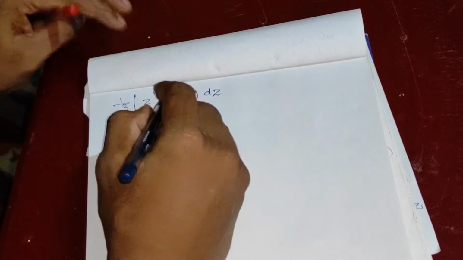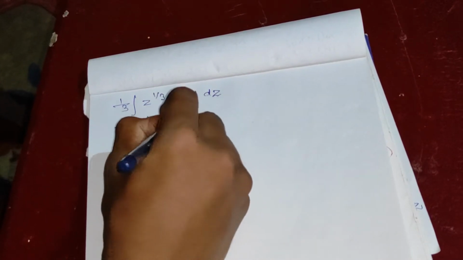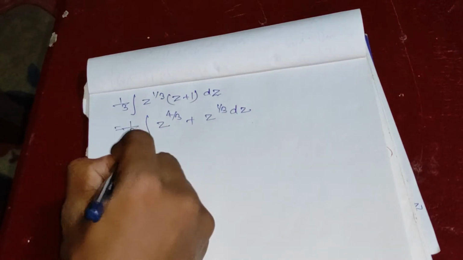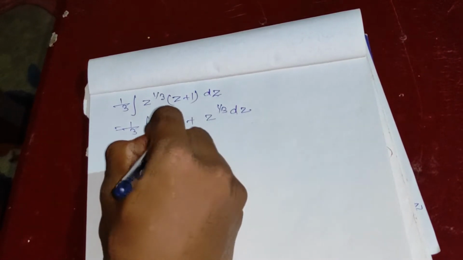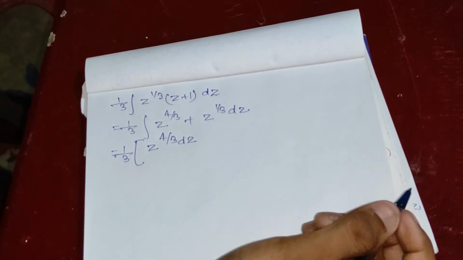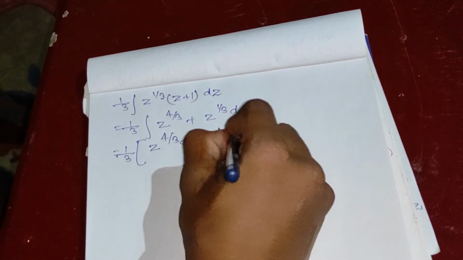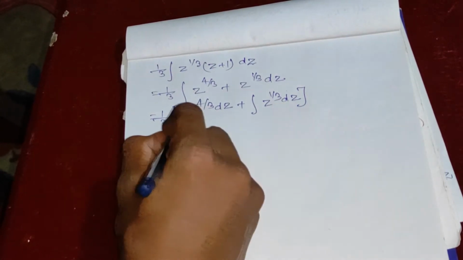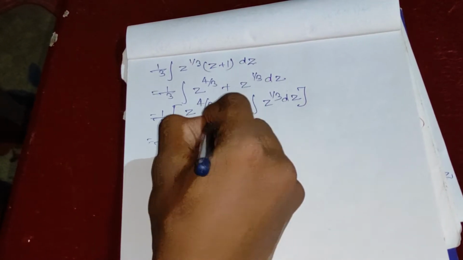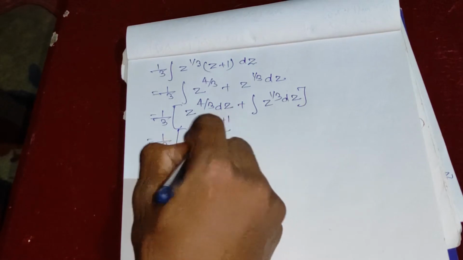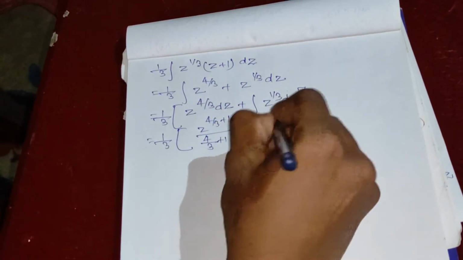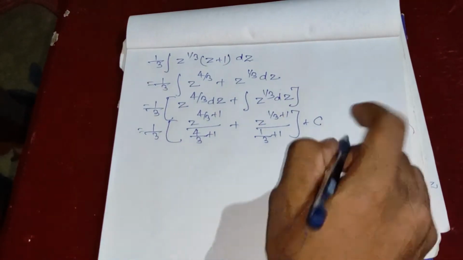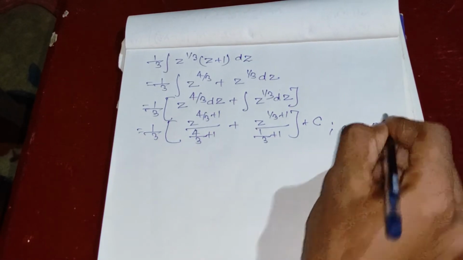1 by 3 integration of z to the power 1 by 3 plus 1, meaning z to the power 4 by 3, plus z to the power 1 by 3 dz. Now separate these two terms: integration of z to the power 4 by 3 dz plus integration of z to the power 1 by 3 dz. Now 1 by 3 times z to the power 4 by 3 plus 1 divided by 4 by 3 plus 1, plus z to the power 1 by 3 plus 1 divided by 1 by 3 plus 1, plus c, where c is the constant of integration.